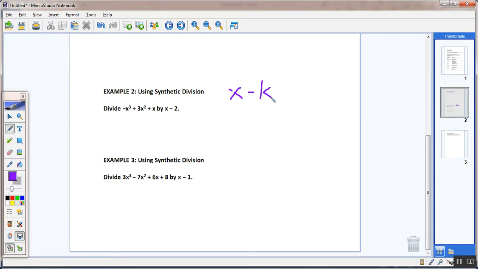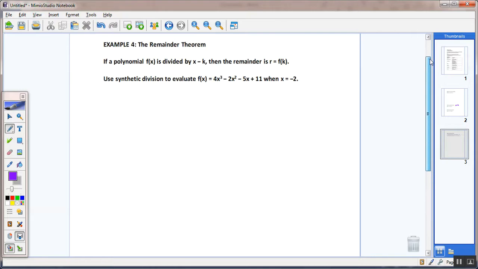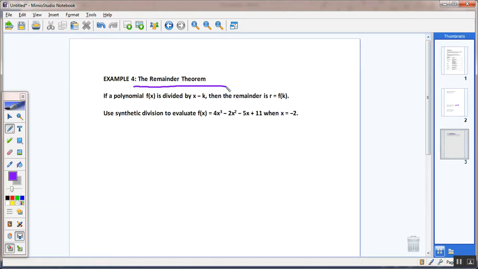Now, the last thing that we need to touch on today is this, kids. Last thing that we're going to talk about here, remainder theorem. All right, the remainder theorem is pretty cool, and I'm going to show you how this works. The remainder theorem says if a polynomial f of x is divided by some binomial of the form x minus k, then the remainder r is going to equal f of k. So as an example, it says use synthetic division to evaluate f of x. Okay.